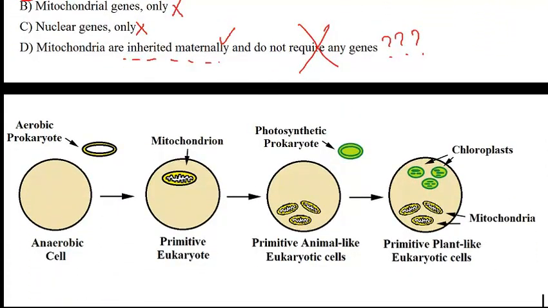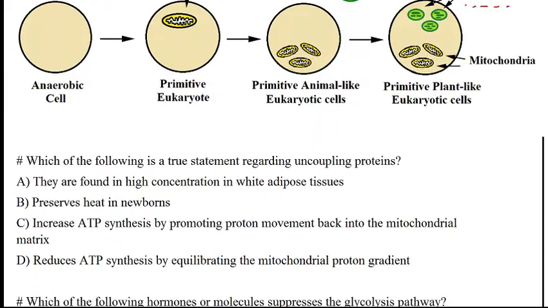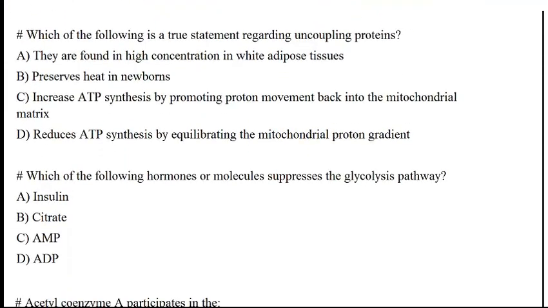All right. And now let's complete this image. Regarding the primitive plant-like eukaryotes, there were also some photosynthetic prokaryotes that, through the same process, started a symbiotic relationship with the eukaryotic cells, and they turned into the chloroplasts. All right, now let's move on to the next set of questions.